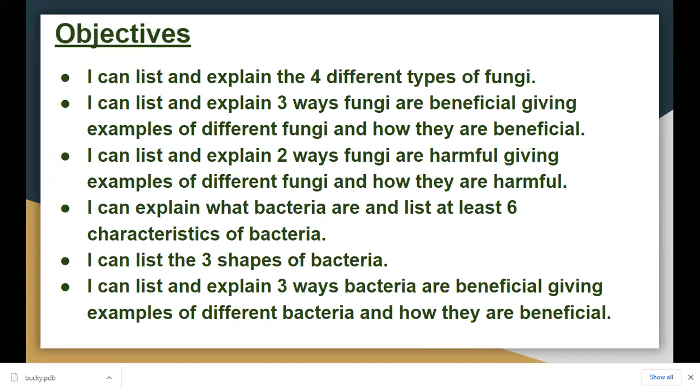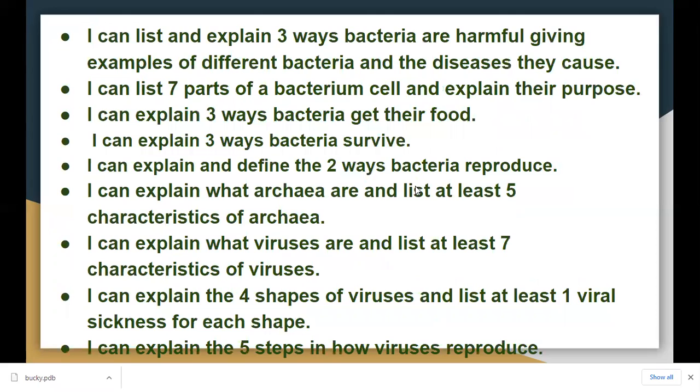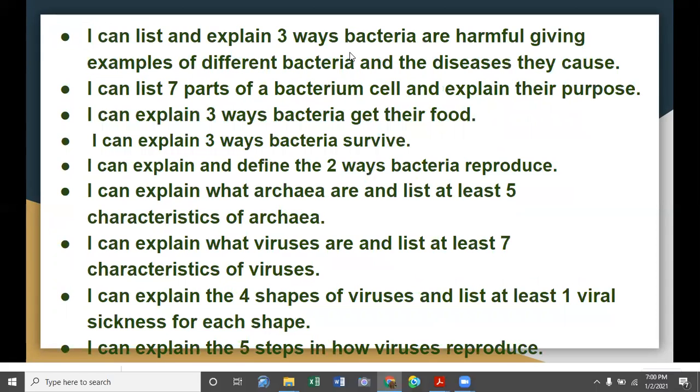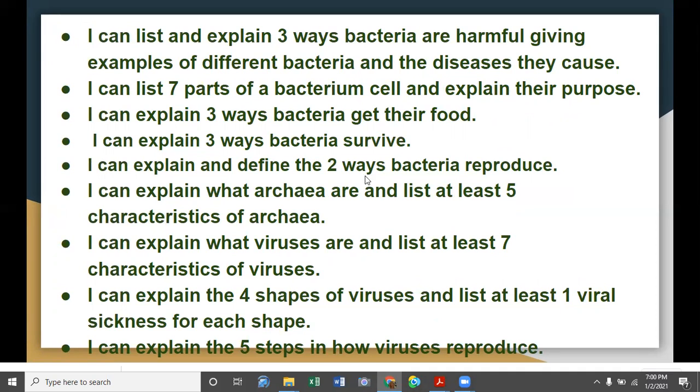You will be able to explain what bacteria are and list at least 6 characteristics of bacteria. Be able to list the 3 shapes of bacteria, and list and explain the 3 ways bacteria are beneficial. Be able to give examples of different bacteria for that, and 3 ways that bacteria are harmful, and give different bacterial examples of the diseases that they cause. Be able to list 7 parts of the bacterium cell and explain their purpose. Explain 3 ways that bacteria get their food, 3 ways bacteria survive, and 2 ways bacteria reproduce.